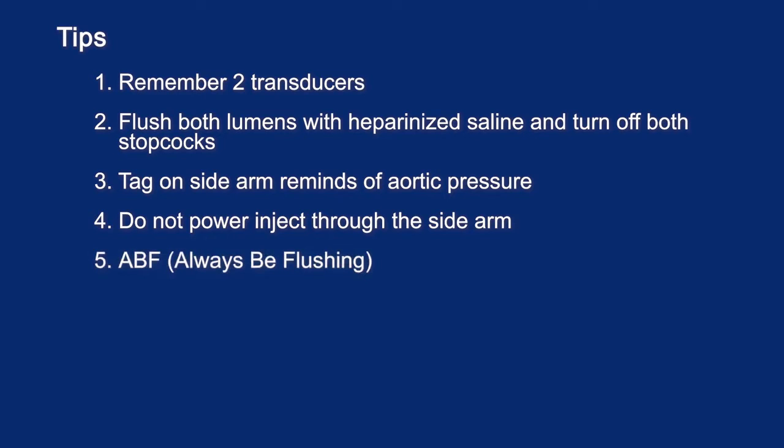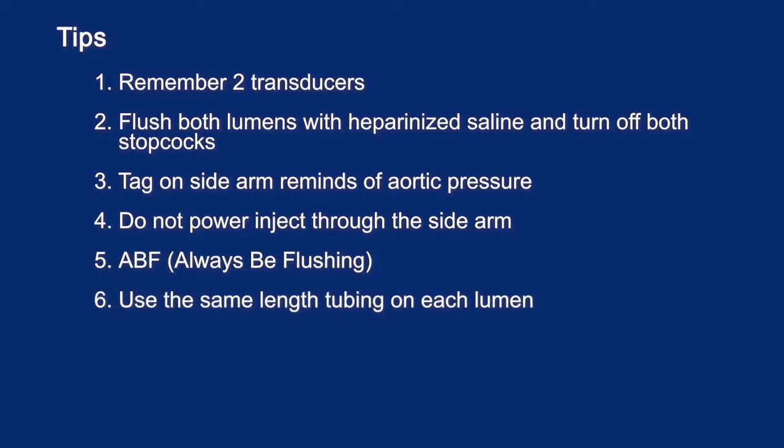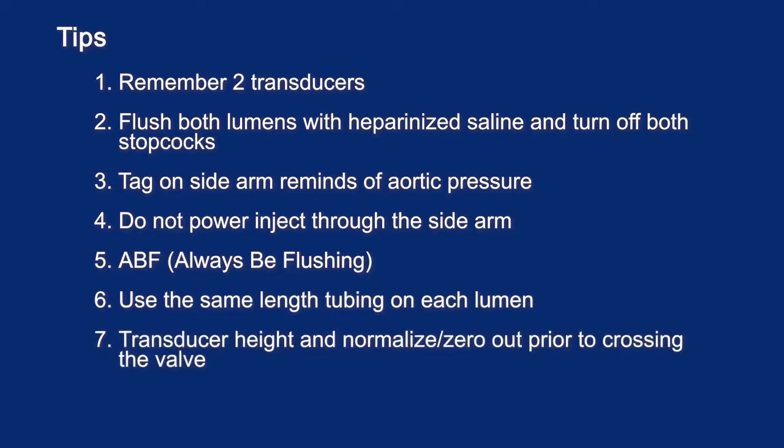Be sure to watch for air bubbles in the line and flush to eliminate bubbles. Make sure you are using the same tubing on each lumen. Improper setup can affect Langston's accuracy. Transducers should be placed at the same height and at the same distance to the heart. The catheter should be normalized, zeroed out prior to crossing the valves to ensure that both lumens are measuring at the same level before you begin taking pressure measurements across the valve.